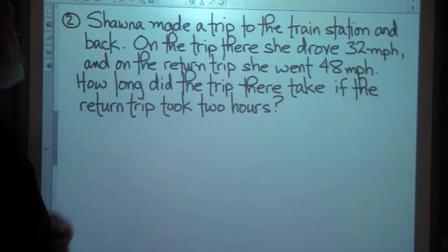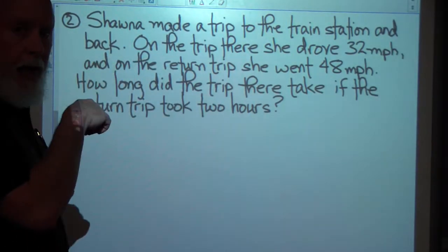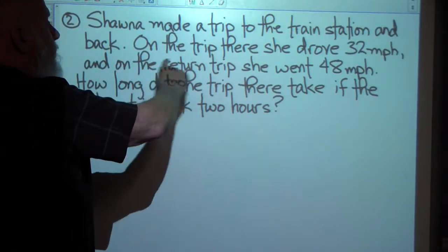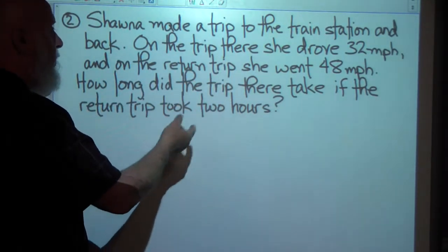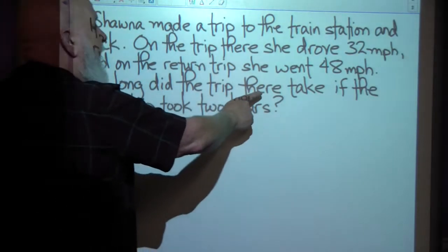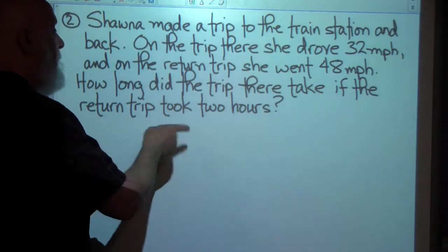Shauna made a trip to the train station and back. So she went a certain distance and then she went the same distance back. On the trip there, she drove 32 miles an hour. On the return trip, she went 48 miles an hour. How long did the trip there take if the return trip took 2 hours?